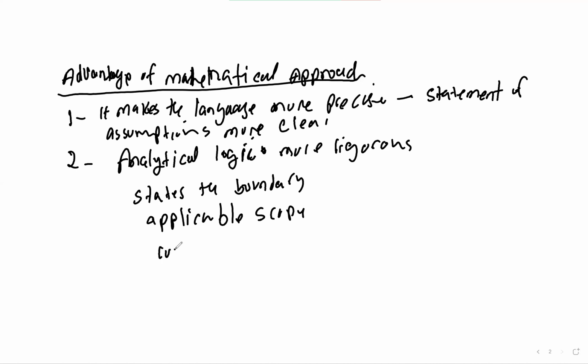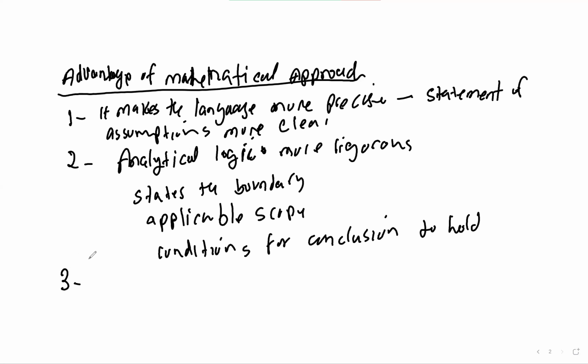And condition for conclusion. So again, the second part is that it makes the analytical logic more rigorous and clearly states the boundary, and also applicable scope and condition for conclusions to hold. Otherwise, the abuse of a theory may occur. So if you don't have these conditions, then the abuse of theory is very likely to happen.